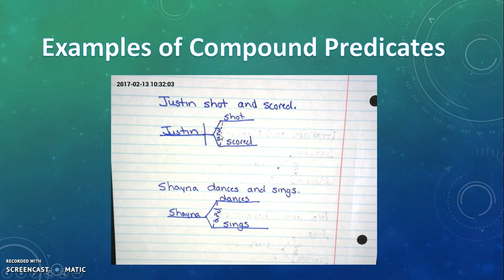And I asked my grammar guru, Miss Montalvo, and I can write the "and" on either side of the dotted line. It does not matter. So there you go. Notice that Justin is capitalized and Justin is capitalized. Shayna dances and sings. Shayna's here. Notice I forgot my line again. I must have done this way too quickly. So please make sure that you don't forget your line, that you put it down in between the subject and the predicates. And the compound predicate is dances and sings, which she does quite well from what I've heard.